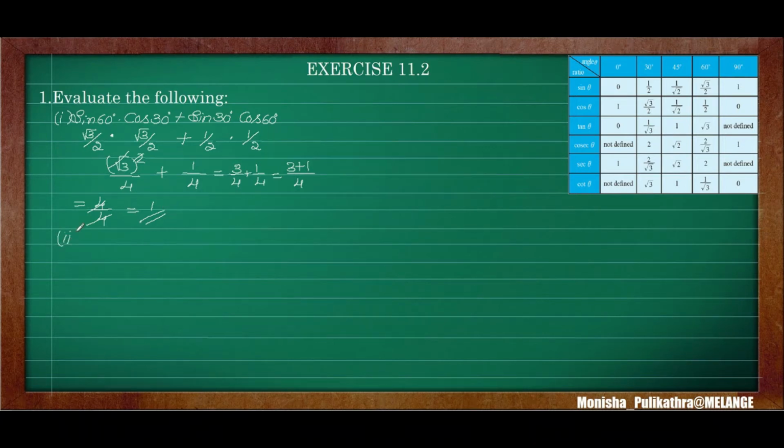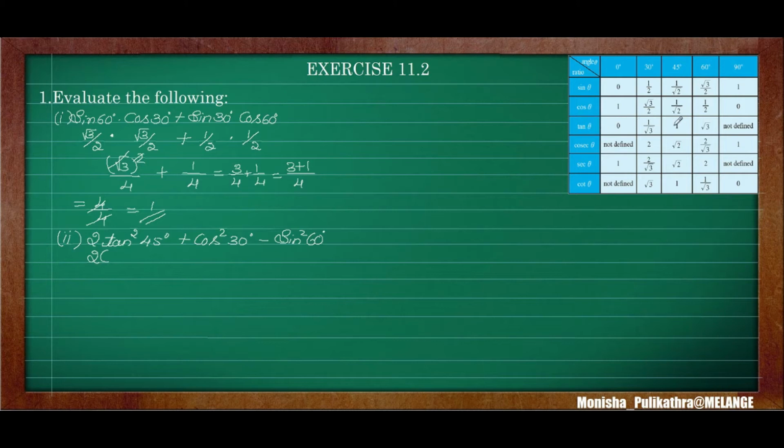So moving on to the second question. The second question is 2 tan square 45 degree plus cos square 30 degree minus sine square 60 degree. Okay, so after this you have to substitute the values according to this chart given. So here 2 is there, so just write down 2. So next tan square 45. First we have to look upon the value of tan 45.